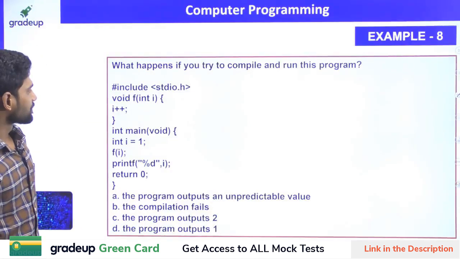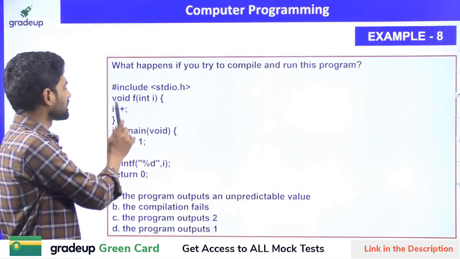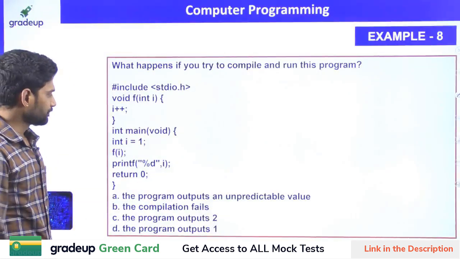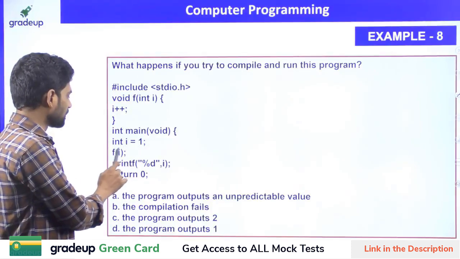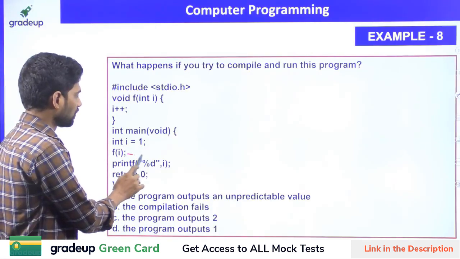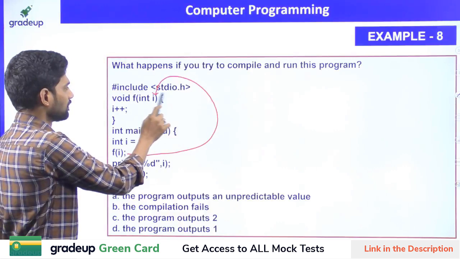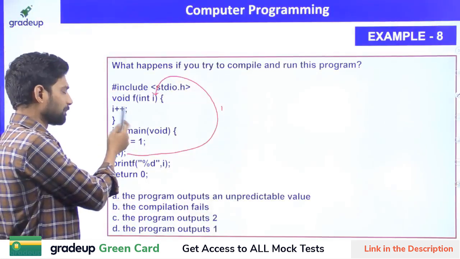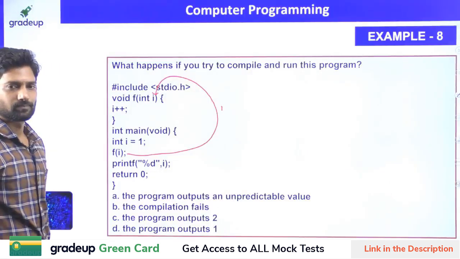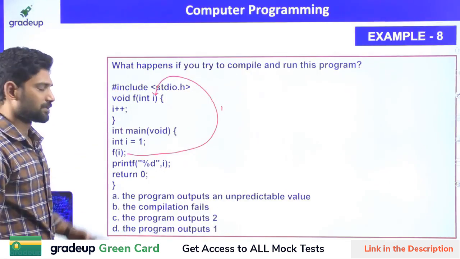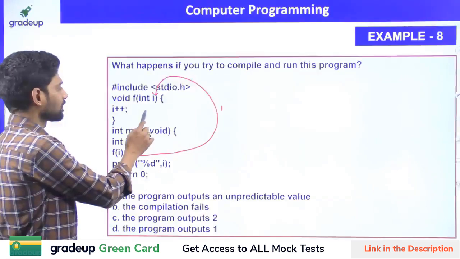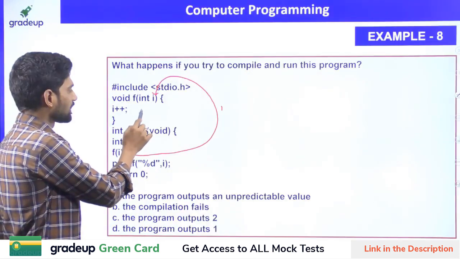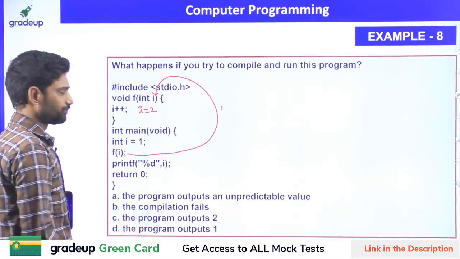What happens with this? Void f of int i, okay, function is defined. Now int i is equal to 1, f of i. So from here i value becomes 1. i plus plus, okay. So here i becomes 2.